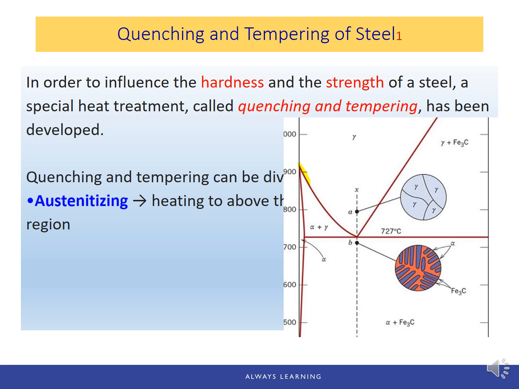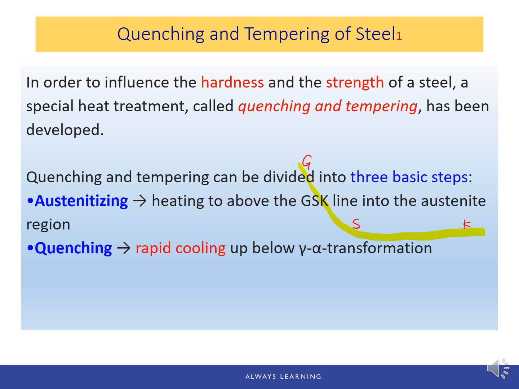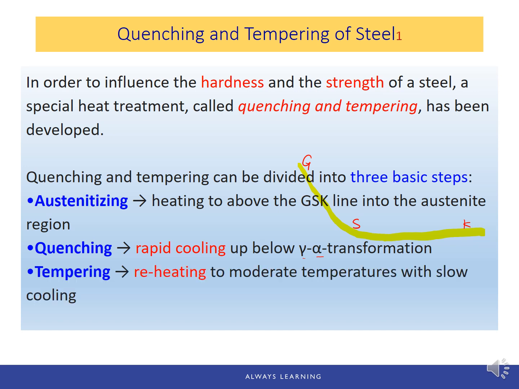So that GSK line is this line. G is the point on the top, and then this is the G and S and K. Okay, so above this line we will form austenite. And the second step is quenching, which means rapid cooling below the austenite pearlite transformation. And tempering is reheating to moderate temperatures with slow cooling.